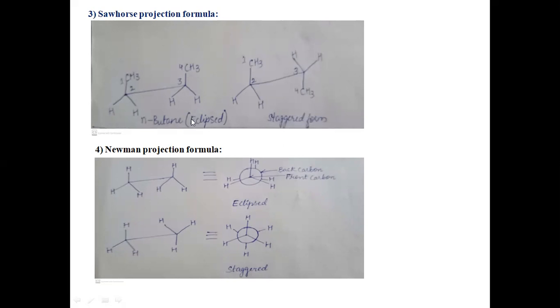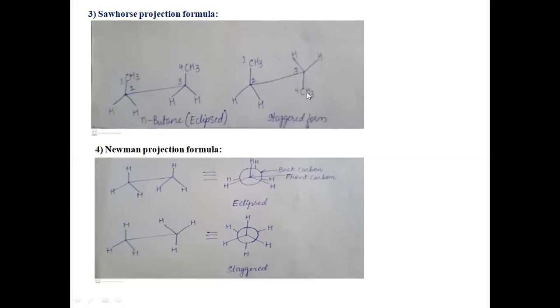Whereas in the eclipsed form, the groups are oriented nearer to each other. This methyl group is nearer to the methyl group, and hydrogen atoms are nearer to hydrogen atoms on the third carbon atom. Whereas in the staggered form, see here, at the second carbon atom, we have a methyl group here.